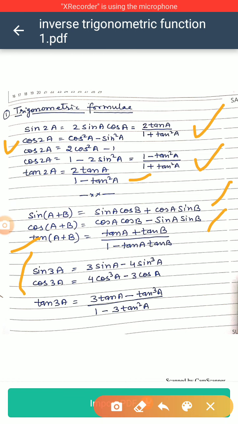Similarly, we have to learn the formulas for sin 3a, which is equal to 3 sin a minus 4 sin cube a, cos 3a, which is equal to 4 cos cube a minus 3 cos a, and tan 3a, which is equal to 3 tan a minus tan cube a upon 1 minus 3 tan square a.